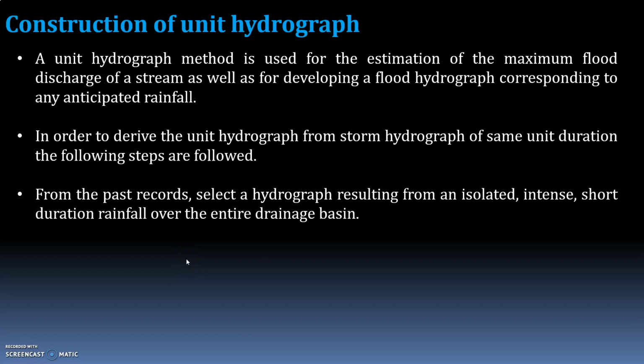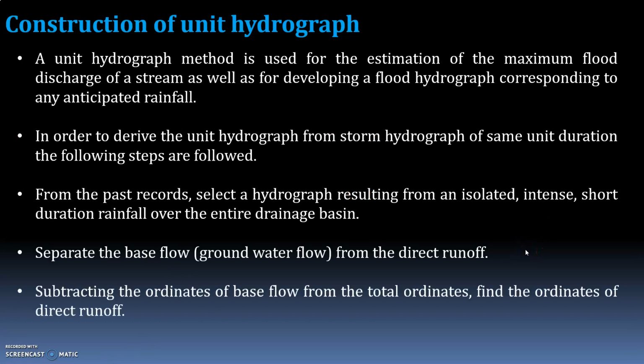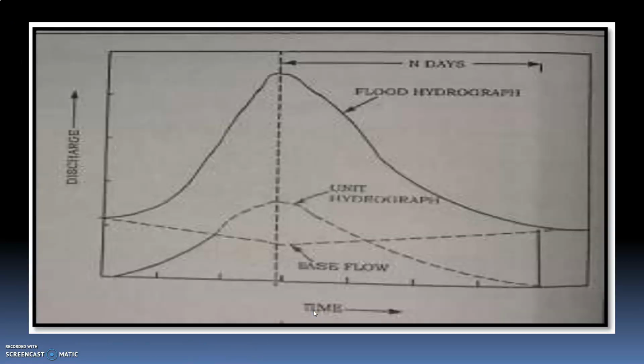The first one, from the past record, select a hydrograph resulting from an isolated, intense, short duration rainfall over the entire drainage basin. Separate the base flow or groundwater flow from the direct runoff. Subtracting the ordinates of base flow from the total ordinates, find the ordinates of direct runoff. Next is the construction of unit hydrograph.